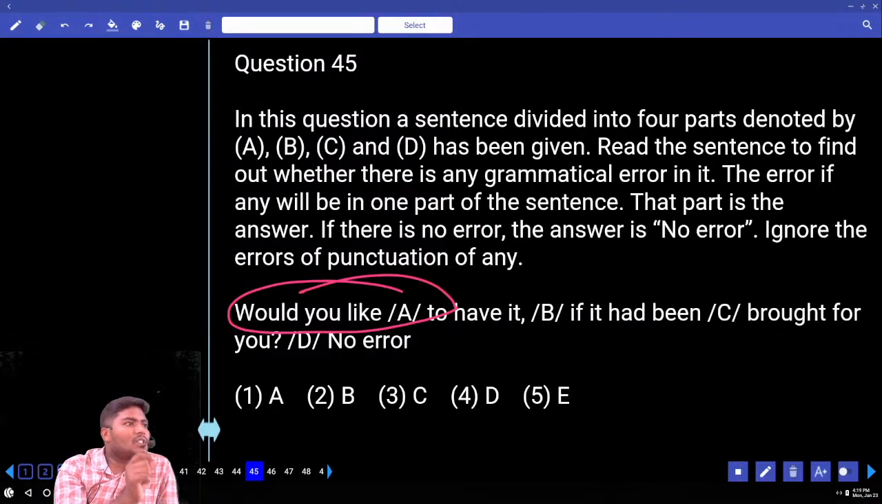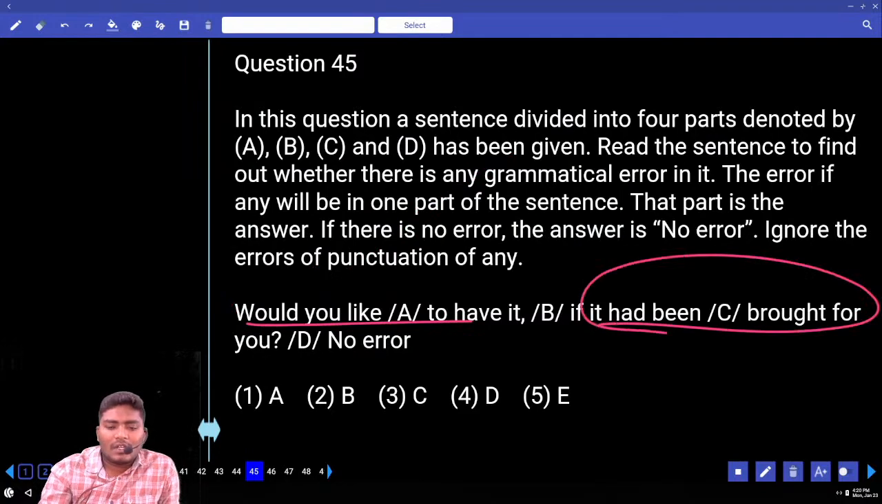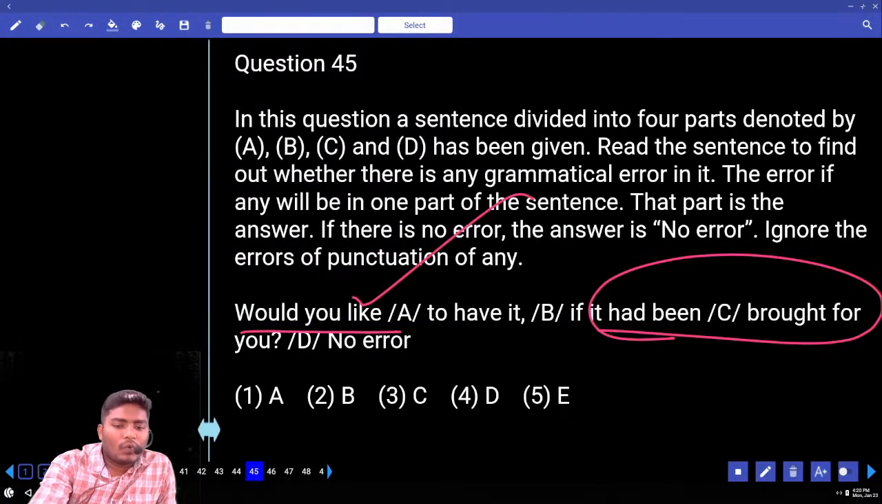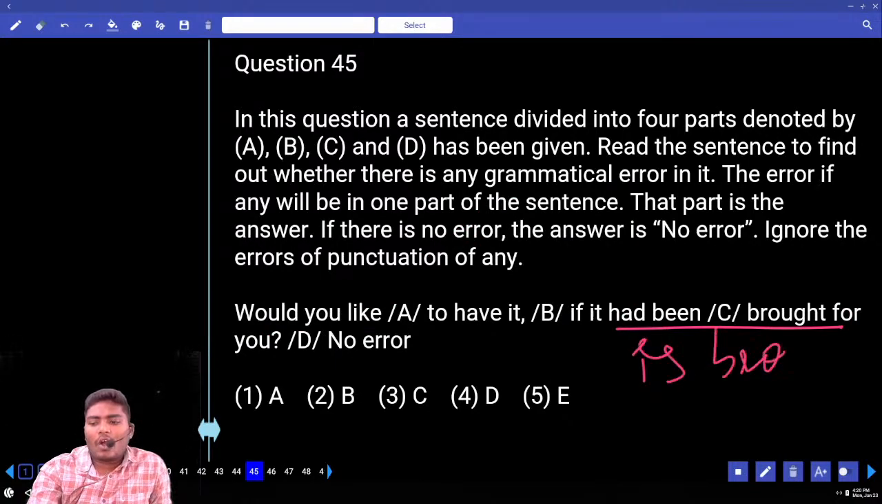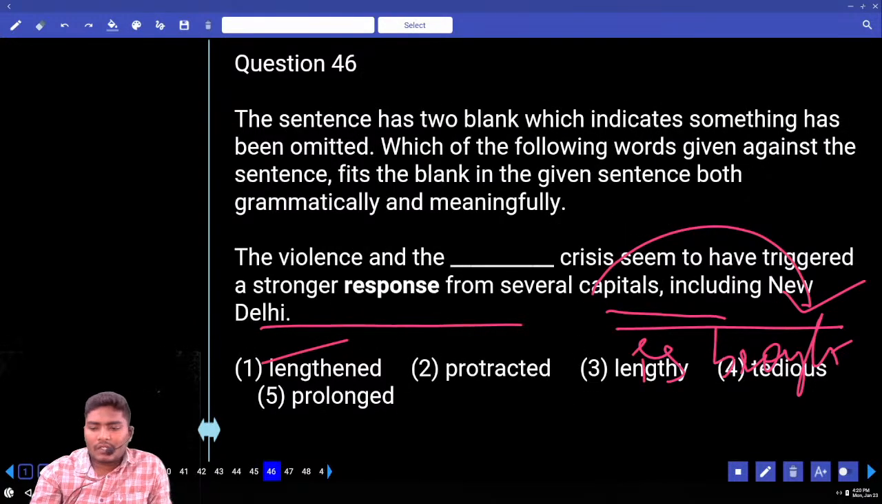Whenever would is used as the request word, remember it is always used in the present form. So this form cannot be changed based on the second clause, but based on this clause, we can change this one. Now tell me your answer. Would you like to have it if it had been brought? Can you change it into present? If it is brought for you, eliminate had been. Would you like to have it if it is brought for you? That is the answer. Next, move to 46.